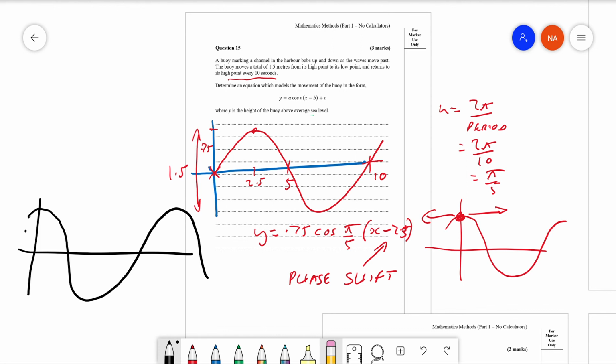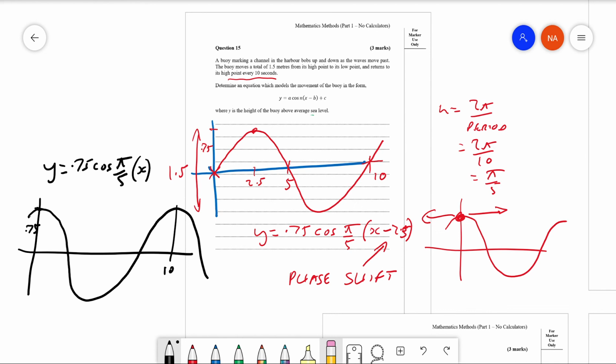In that case, we've still got 0.75 there. That wasn't very pretty. Let's make that go away and try that again. 0.75 there to that point. The period is still 10. The amplitude is the same. There's just been no translation, so this equation would be y equals 0.75 cosine pi on 5, the period's the same, and we've just got x, and there's no sideways translation.